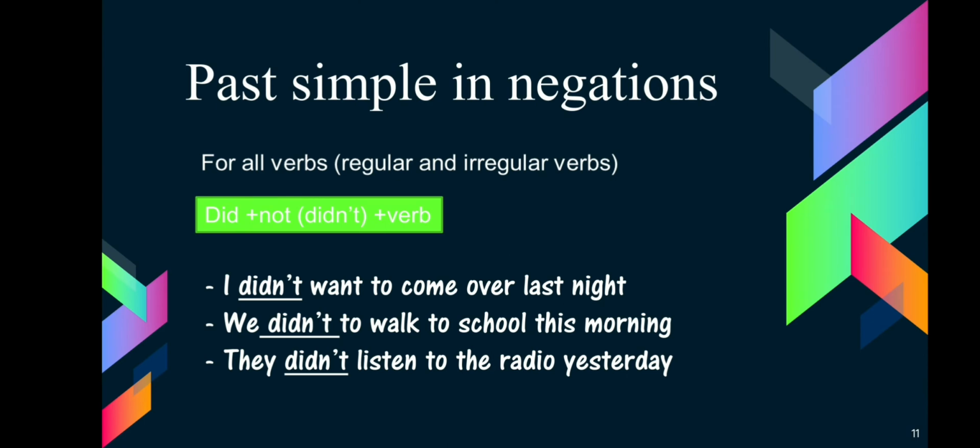For the past simple in negations, we also use the past simple tense of the auxiliary verb to do, which is did, and we add not to it, contracting it into didn't, plus the infinitive form of the verb. I didn't want to come over last night. We didn't walk to school this morning. They didn't listen to the radio yesterday.